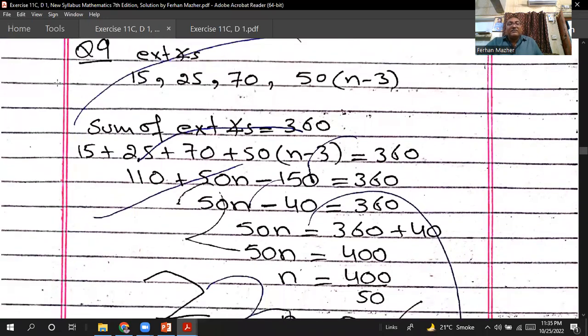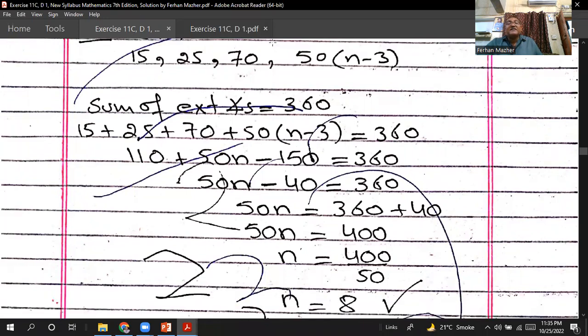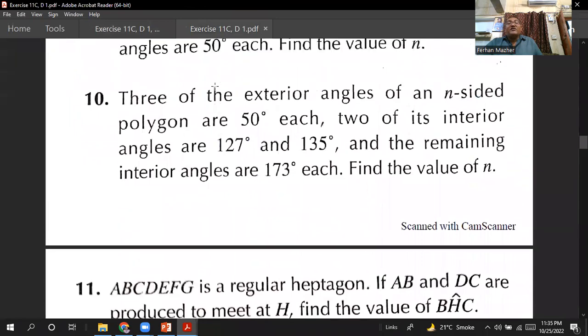So this is question number 9 showing up on your screen. I hope you understand this. Now we are going to the next question, question number 10. It says 3 of the exterior angles of an n-sided polygon are 50 each. So the 3 angles are 50, 50, 50.